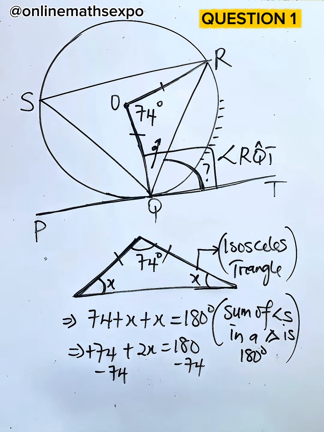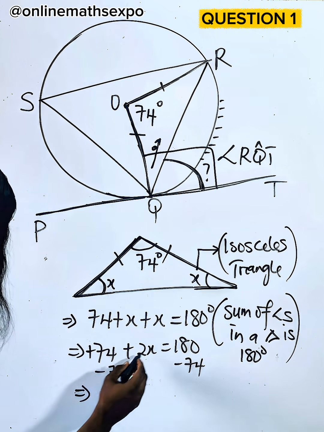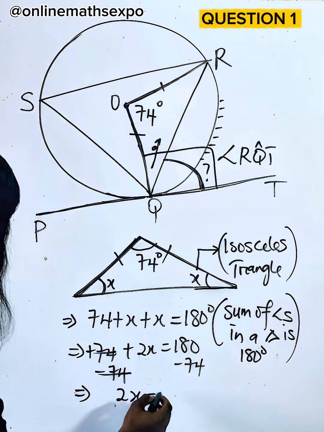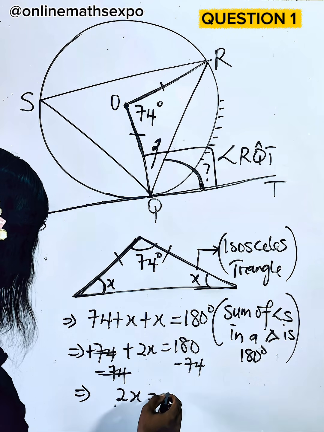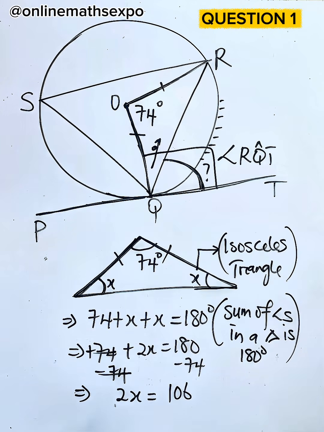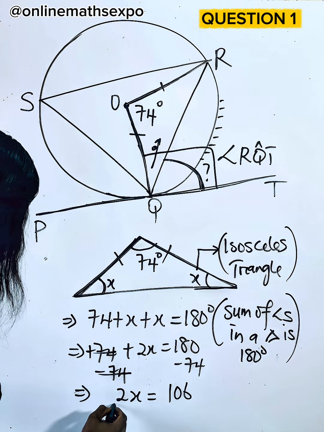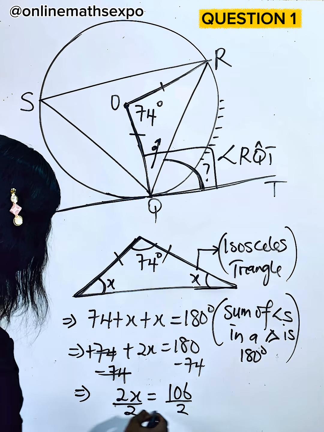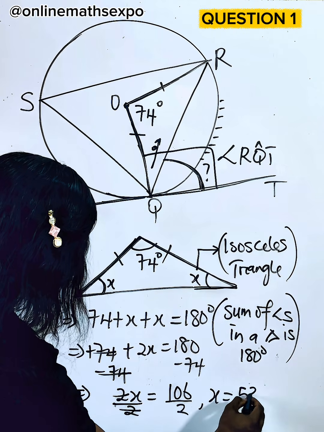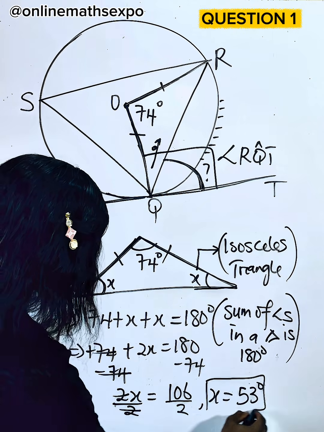And when you do that, this gives us 2x is equal to 106. So what do you do next? Divide both sides by 2. So if you do that, this will divide, this will divide, this takes off. So our x will give us 53 degrees. That's the value of our x.